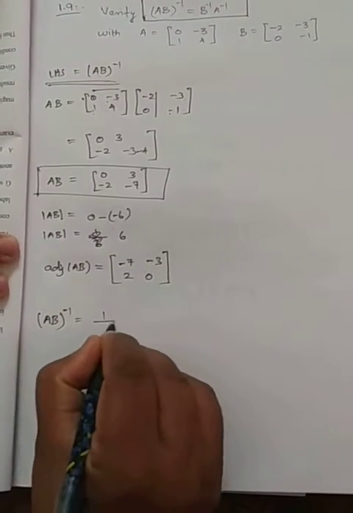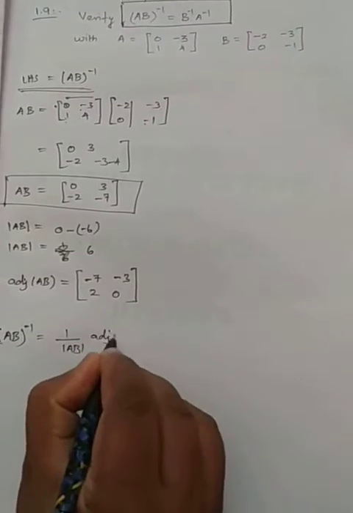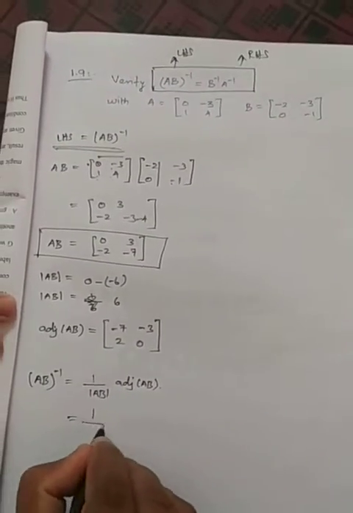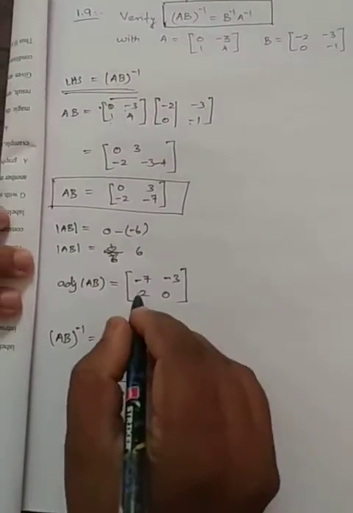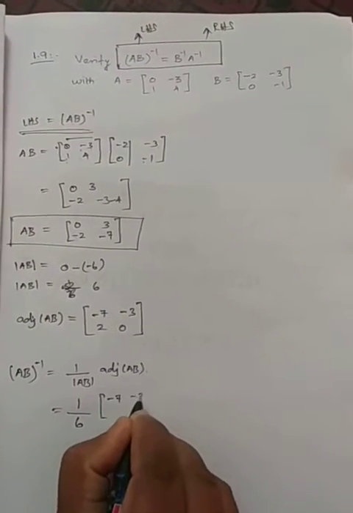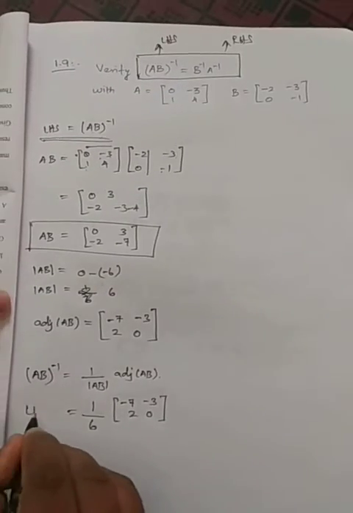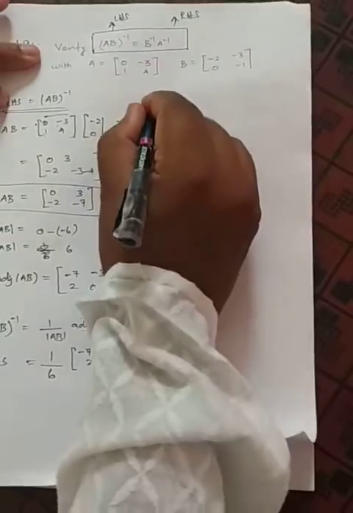What's the formula? 1 by determinant of AB, adjoint of AB, we need to get. So that's the thing we need to do. Here 1 by AB, determinant is 6, so it's coming 6. Adjoint of AB, this is adjoint of AB, that is we are getting minus 7, minus 3, 2, 0. This is your LHS, that we are going to make as equation 1.